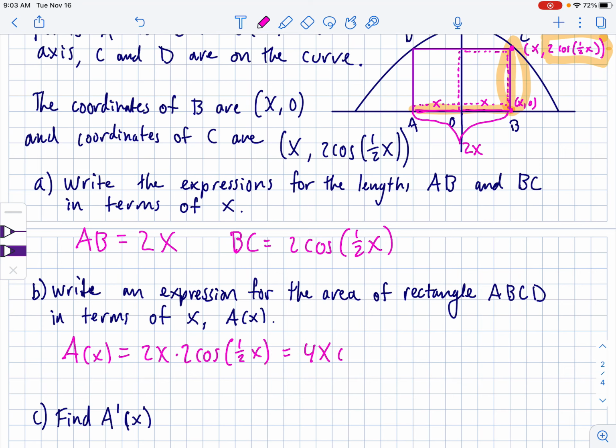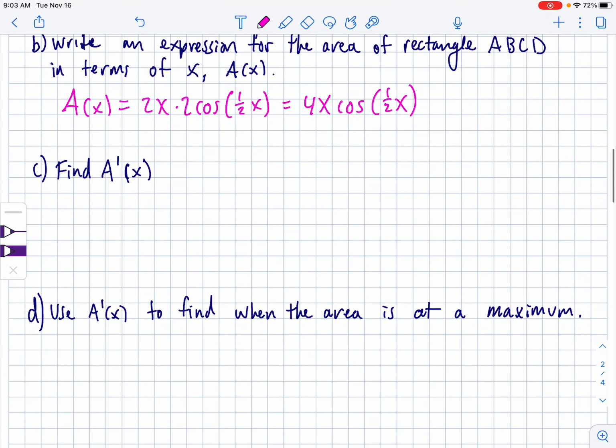Which we can clean up and call 4x cosine 1/2 x. So that's the area equation of the rectangle. Next up, find the derivative of that. When I look at this, I see, gosh, it's 2 rules. It's going to be a product because it's something times something, but then it's going to be a chain in the second part of it. So it's a product with a chain inside of it.